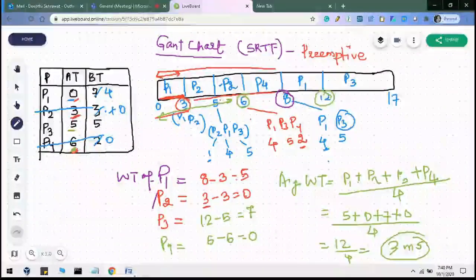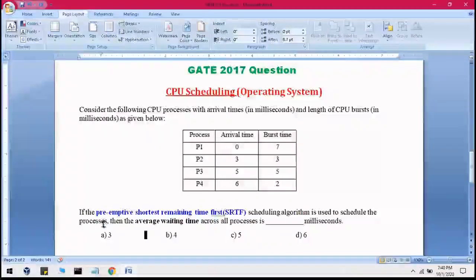So now what will be your option? What will be the answer? Let's see. Out of A, B, C and D, we can see that our answer is 3 milliseconds. So this will be your right answer.